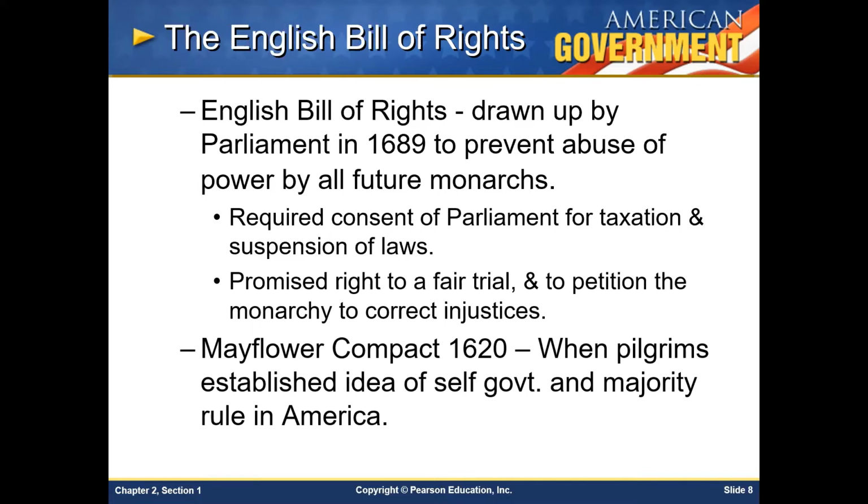Now, this one has a lot of similarities to the Petition of Right, and part of that is because in the 1600s, in between these two documents, you actually had a civil war take place within England, and so this was kind of a rebirth for England with the English Bill of Rights.